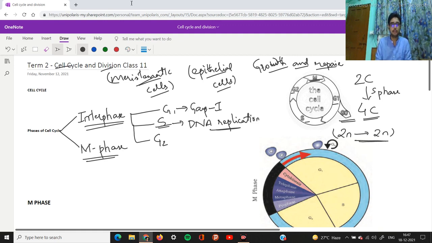Now if we take the G2 phase, what happens in G2 phase? In G2 phase, you will have protein formation.